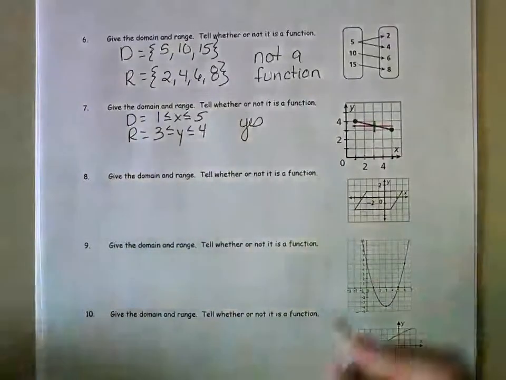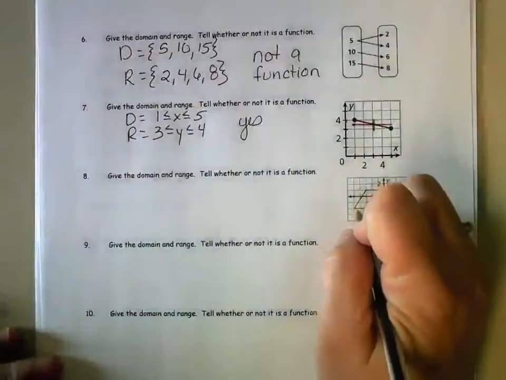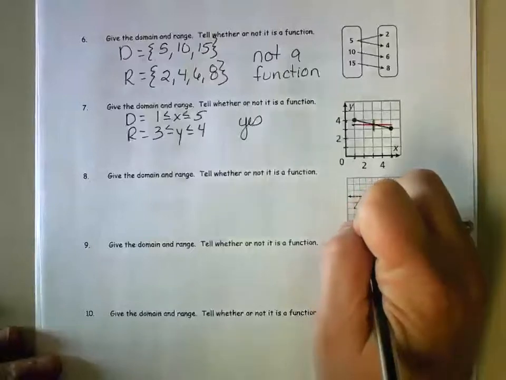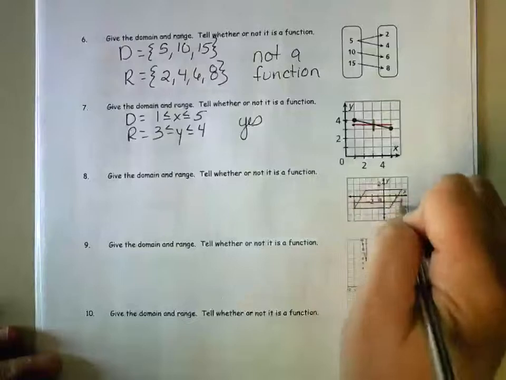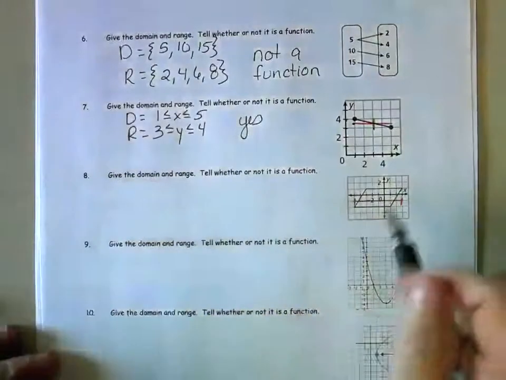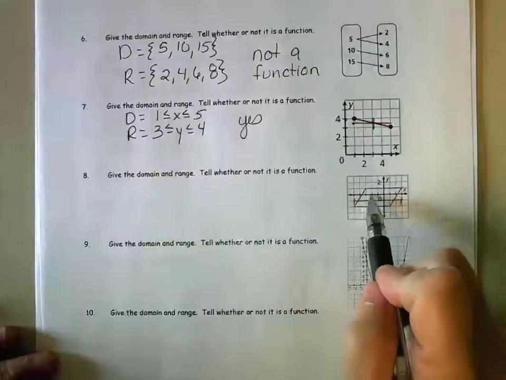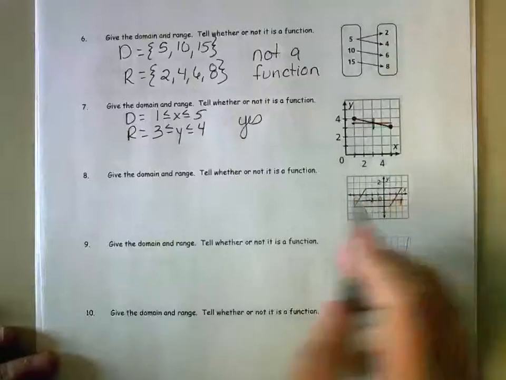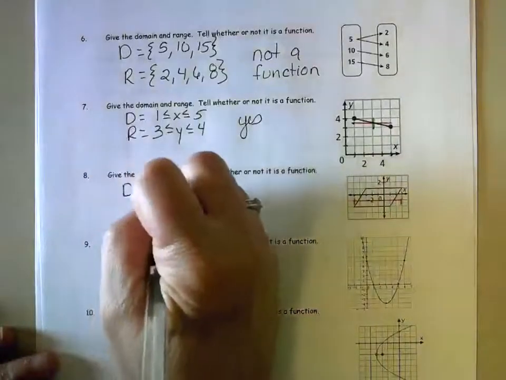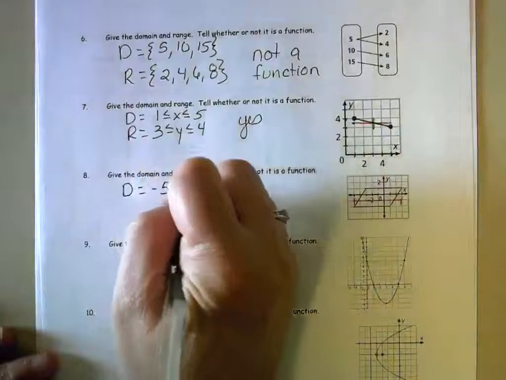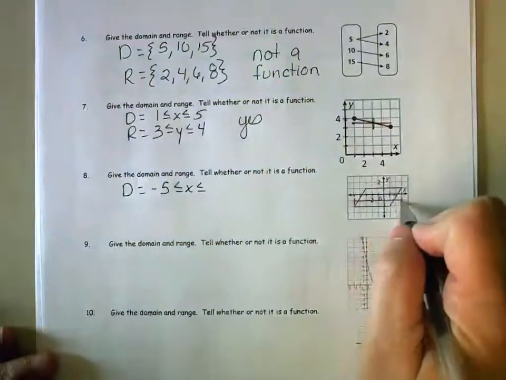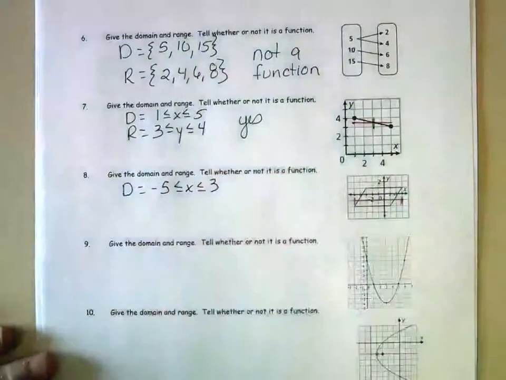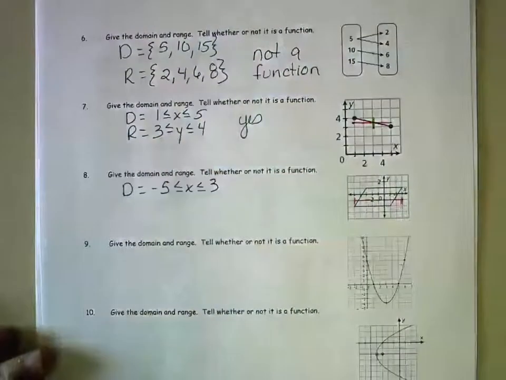Number 8, your domain is your x values, and it starts right here and it goes all the way over. So our x values start, let's see, this is -2, -3, -4, -5. Your domain is -5, and it goes up to 1, 2, 3. And when we write an inequality like that, it includes every single fraction, decimal, everything in between.